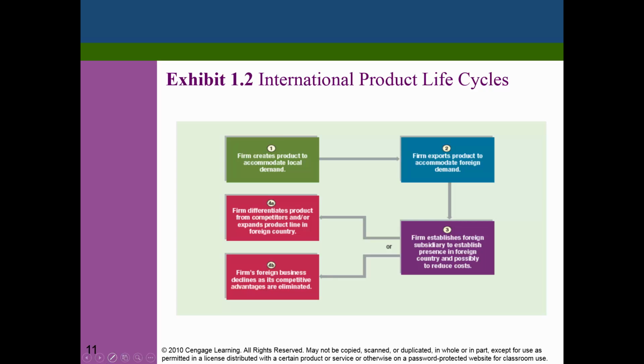Okay. Now, what do we see in practice when you look at an international product life cycle? Basically, what we find here is that the firm creates product to accommodate the local demand. The firm exports product to accommodate the foreign demand. So if you look at Apple, initially they try to sell their phones in the US, but very quickly they export their products to Europe, China, and other places. And in the next step, what companies might do is that they establish a foreign subsidiary to establish a presence in a foreign country and possibly to reduce costs.